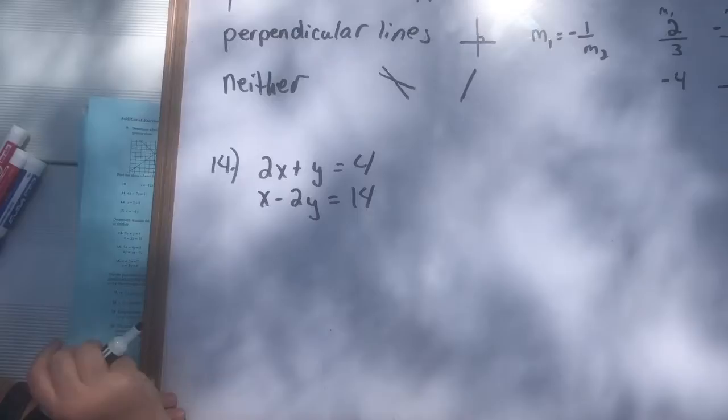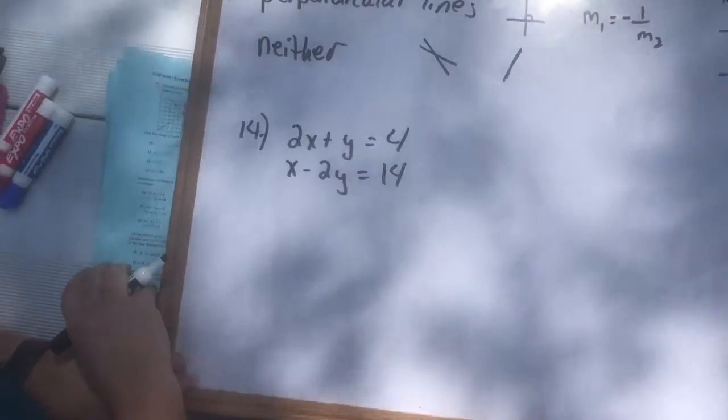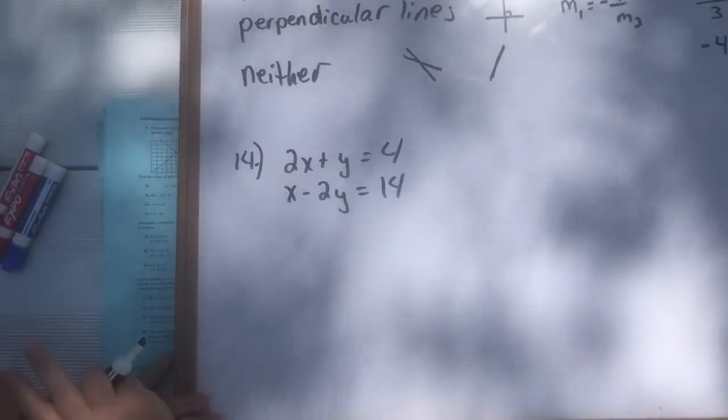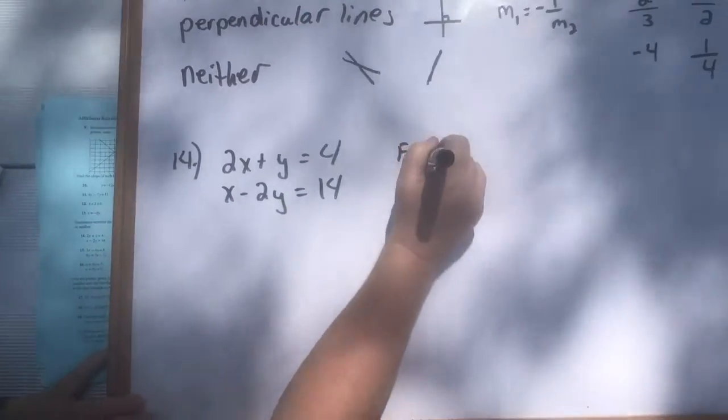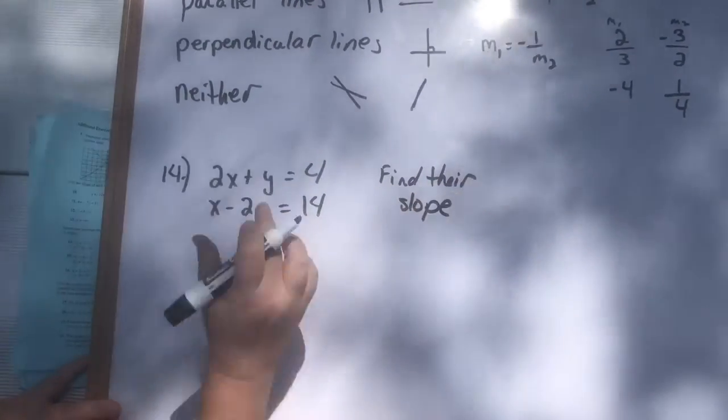So let's use this information that we just learned and figure out number 14 from our packet. It says to determine are they parallel lines, perpendicular lines, or neither. So how do we determine if they're parallel, perpendicular, neither? Find their slope. So I've got to find the slope of each one.